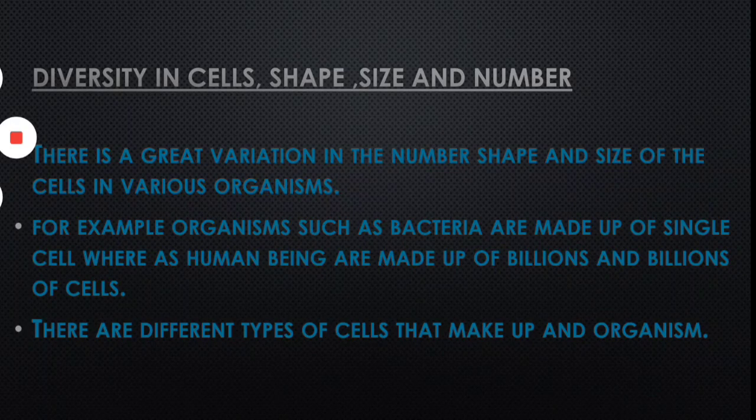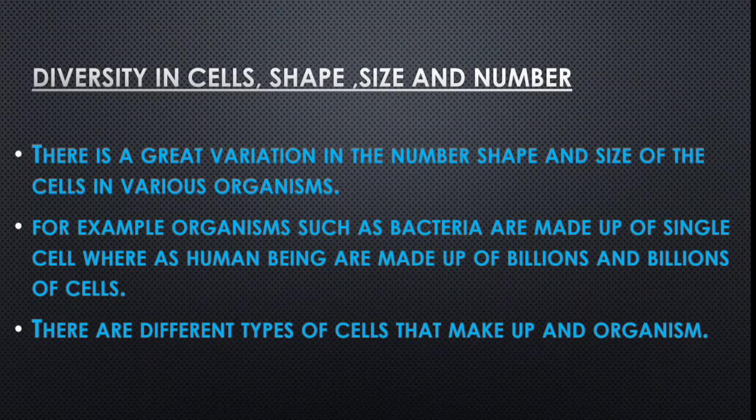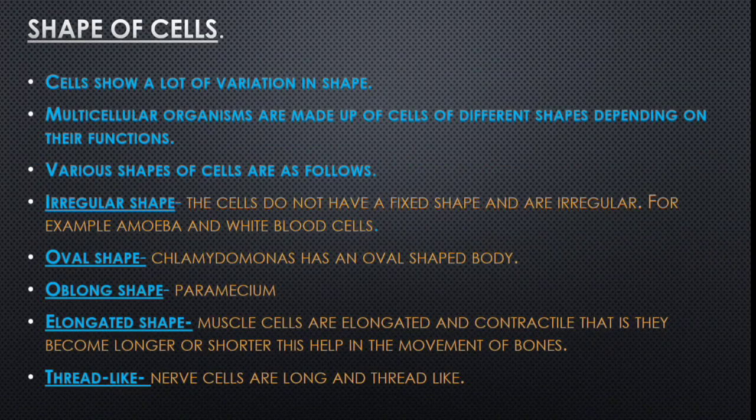Diversity in cells: shape, size and number. There is a great variation in the number, shape and size of the cell in various organisms. For example, organisms such as bacteria are made up of a single cell, whereas human beings are made up of billions and billions of cells. There are different types of cells that make up an organism.